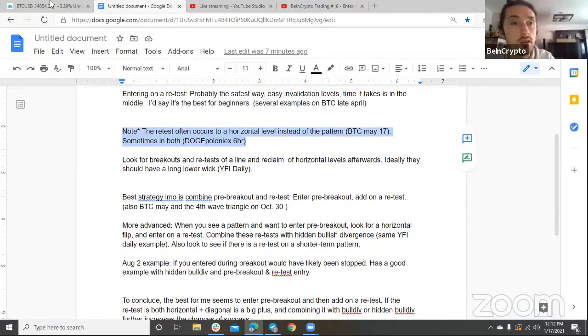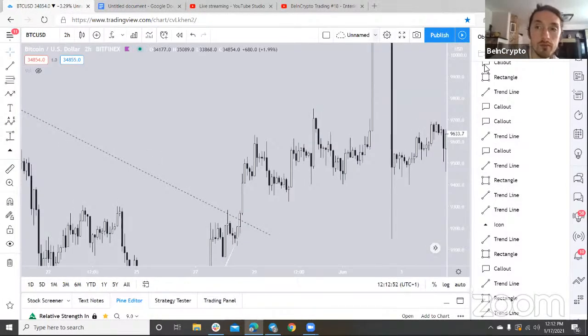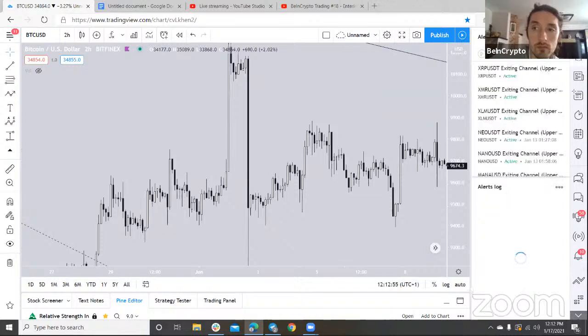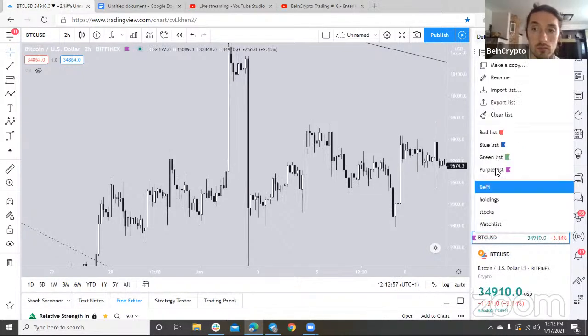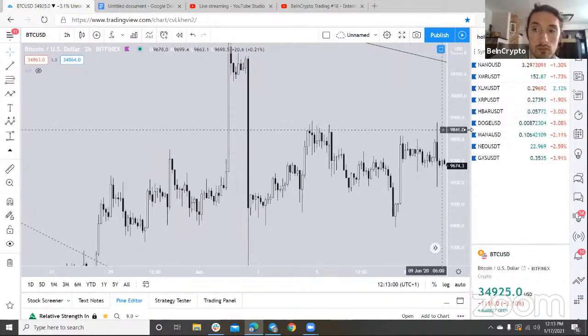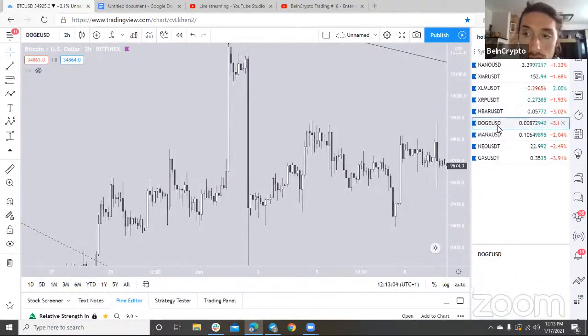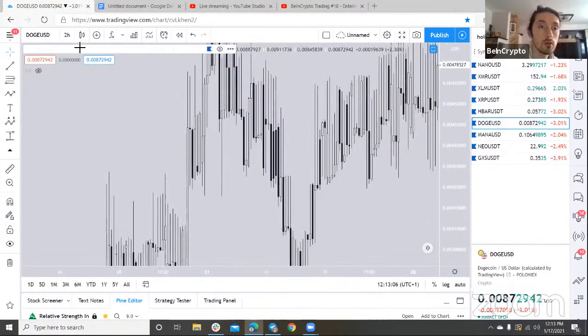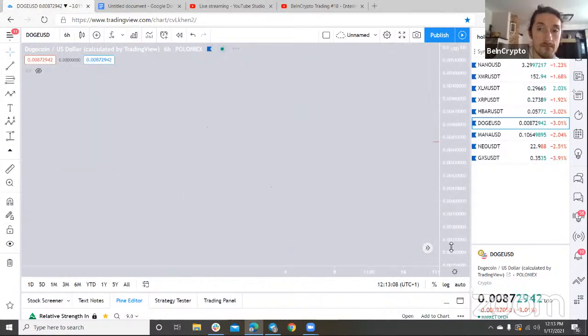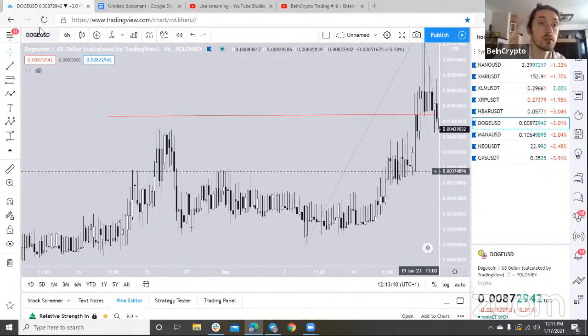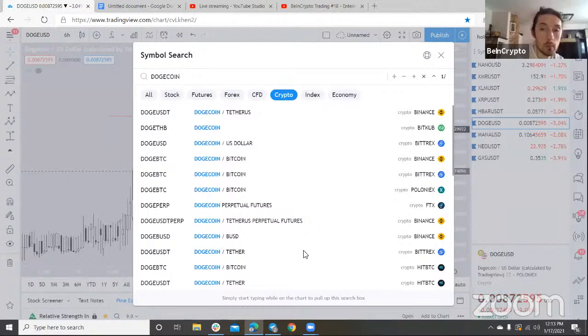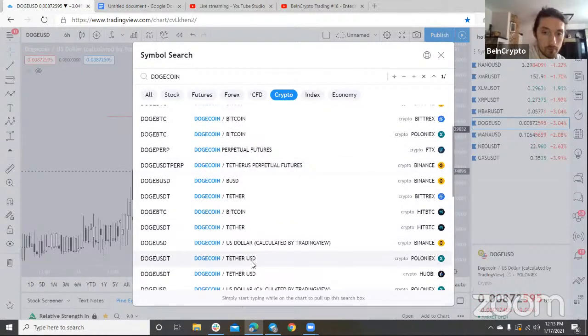And let's check the Dogecoin example. Sorry, this is too messy right now. Okay, here's Doge. No, it's on the Poloniex chart, my bad. Yeah, it's here.